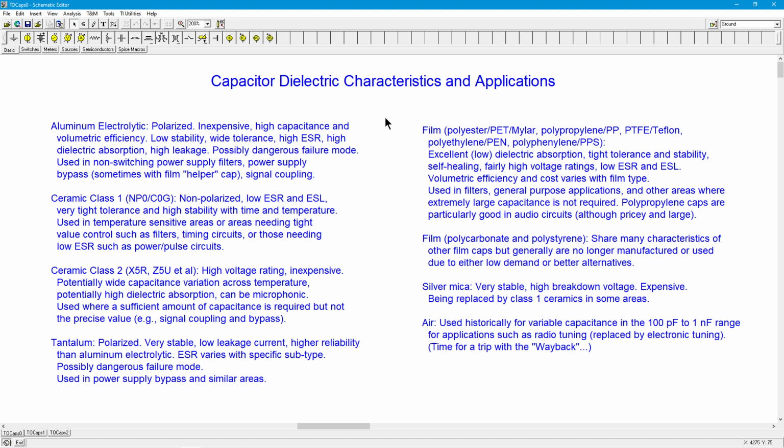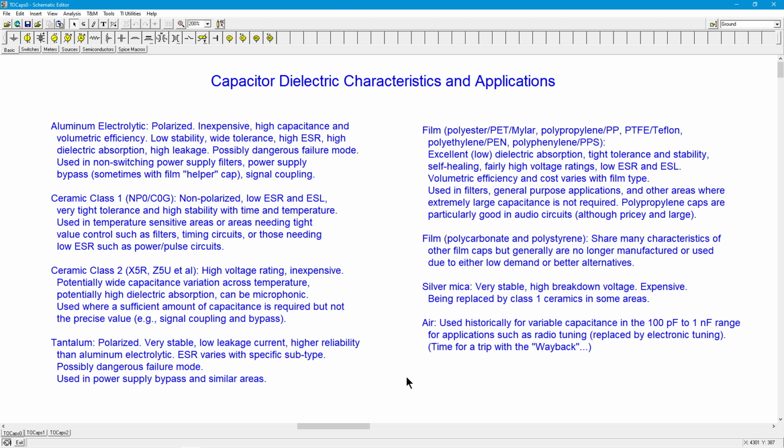All right. Coming down to the next one, silver mica. These are very stable, very nice capacitors. They can be expensive. And in some areas, they are being replaced by the ceramic class 1s. Okay. Last one on my list is an air capacitor. So the dielectric is air. These are usually pretty small. 100 picofarads to 1 nanofarad would be typical, and we would use these as tuning capacitors.